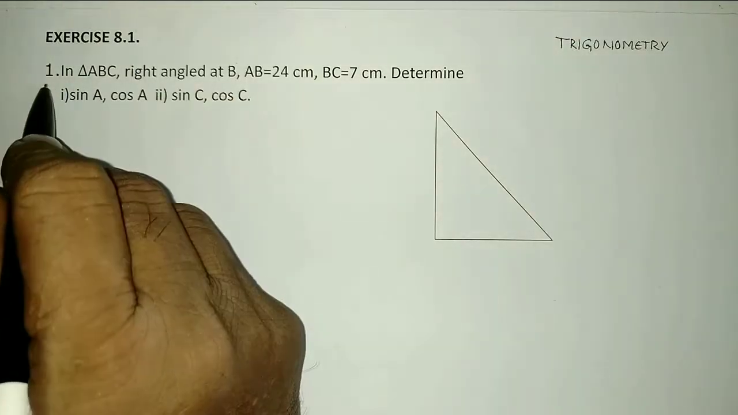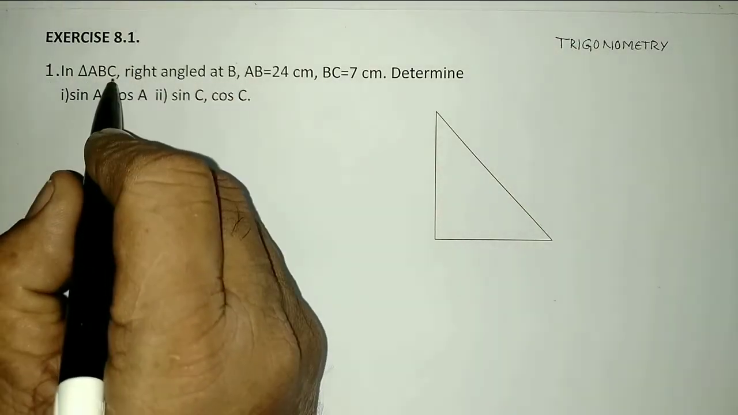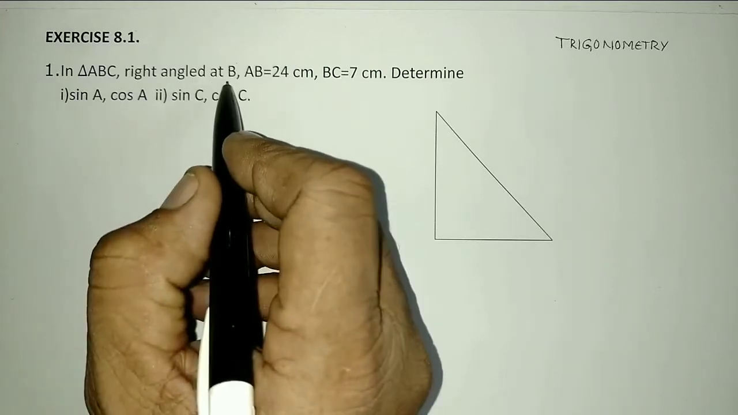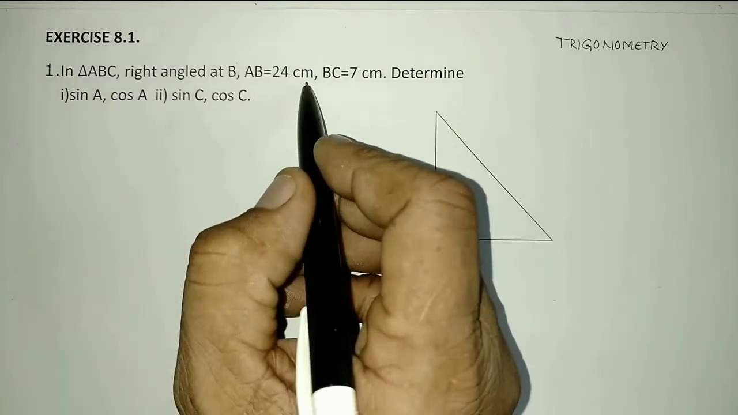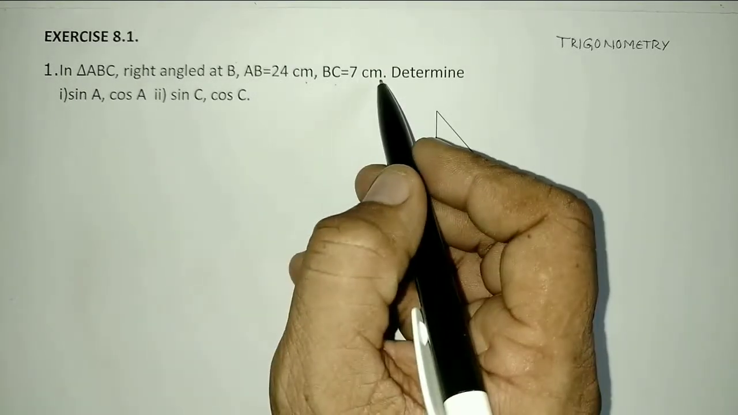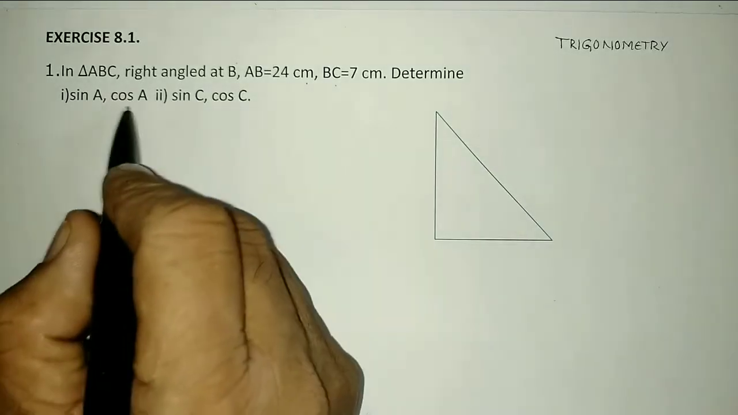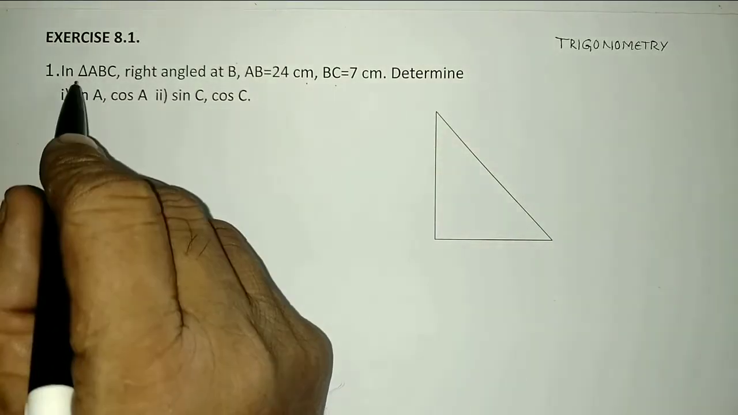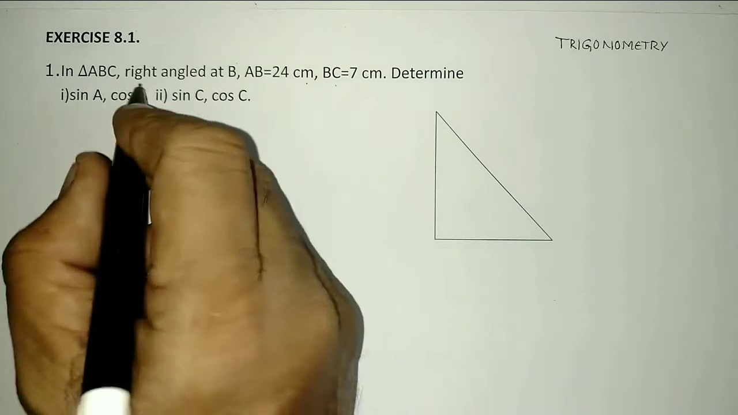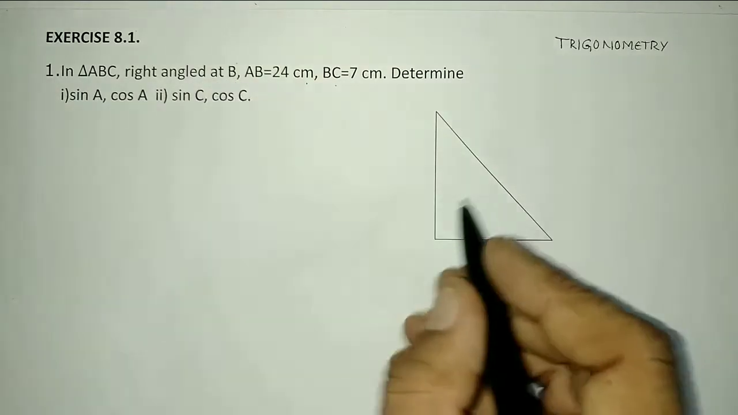Exercise 8.1, first problem. In triangle ABC, right angle at B, AB equal to 24 centimeters, BC equal to 7 centimeters. Determine sin A, cos A, sin C, cos C. So given ABC is a triangle in which angle B equal to 90.